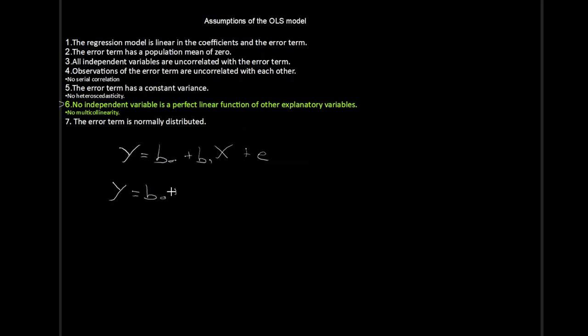That is, if we were to run this situation where we have b1x1 plus b2x2 plus e, if we were to run our regression model in this way, we potentially could run into the problem of having multicollinearity. And this occurs whenever these two variables, x1 and x2, are just a linear function of each other. An example of this might be if x1 is odometer reading in kilometers and x2 is odometer reading in miles. Well, the conversion of kilometers to miles is just a linear transformation, and really it's just giving the same information.